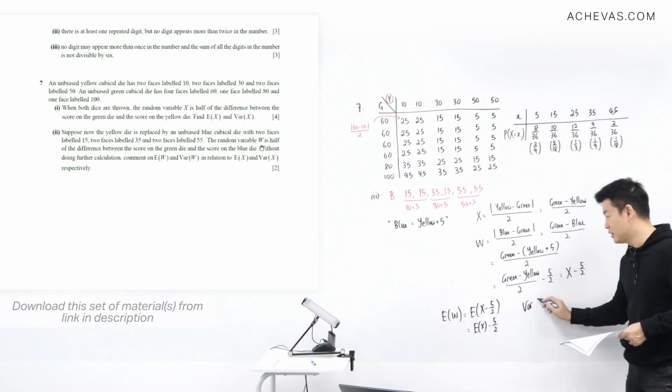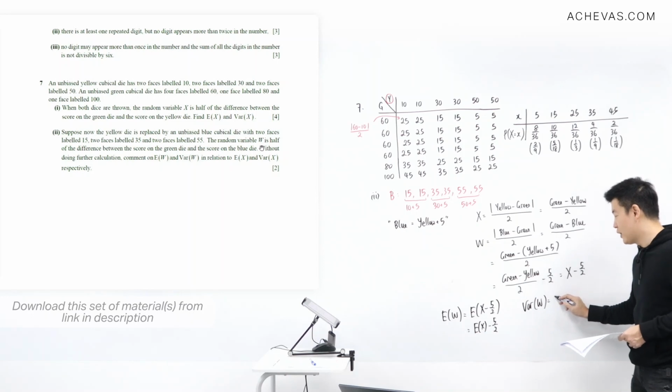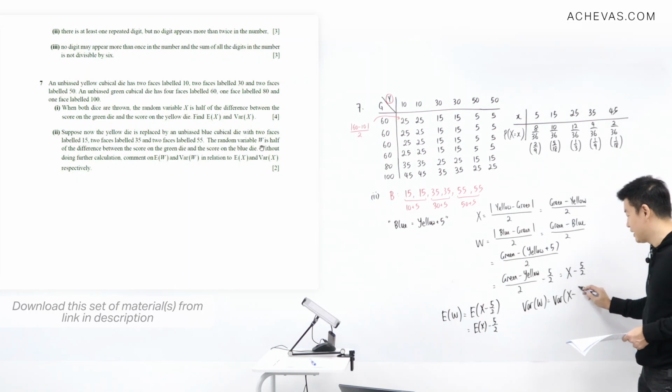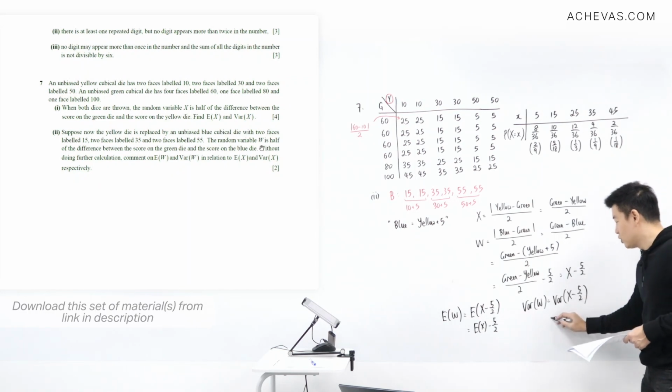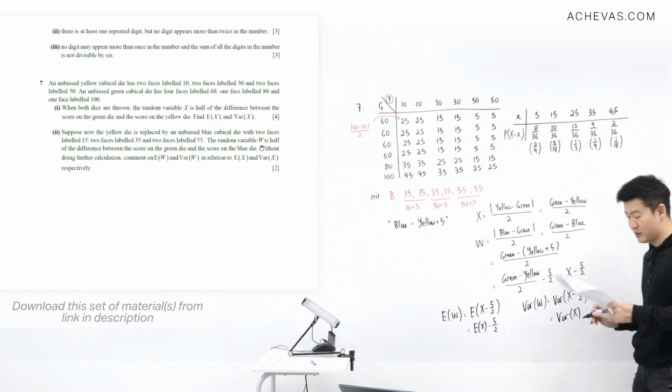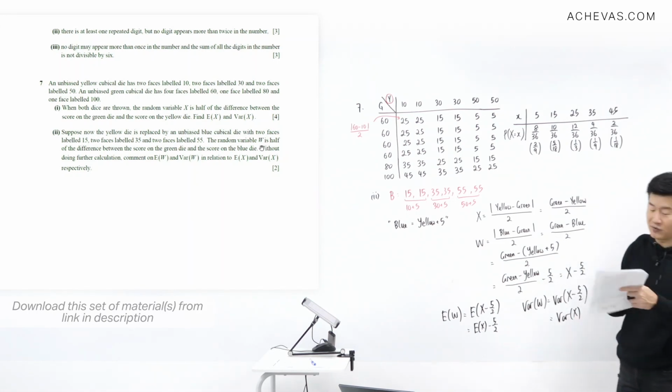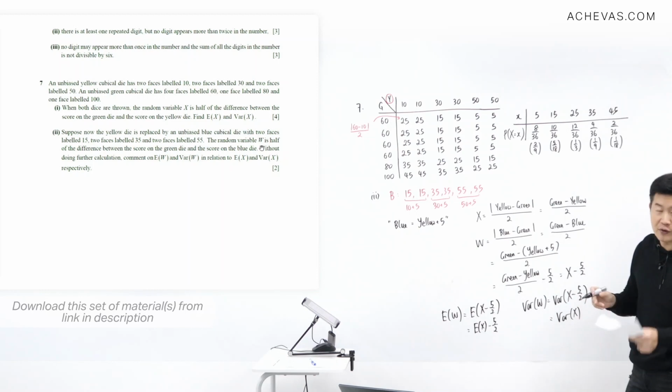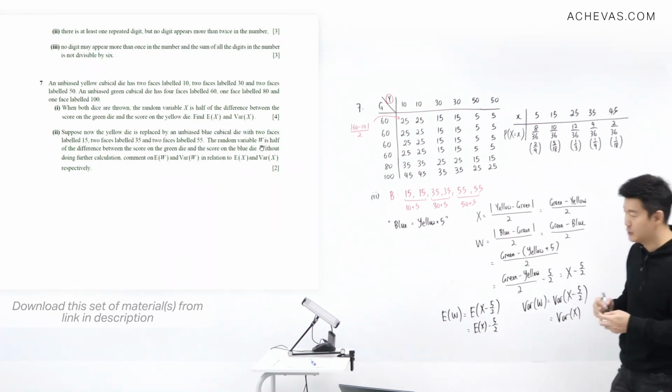Similarly, we can try to work out the relationship between the variance of W and the variance of X. So the variance of W, where W is equal to X minus 5/2, what is the variance of W? It is just simply going to be the same as the variance of X. So this answers part 2 of the question. We can move on to the next one.